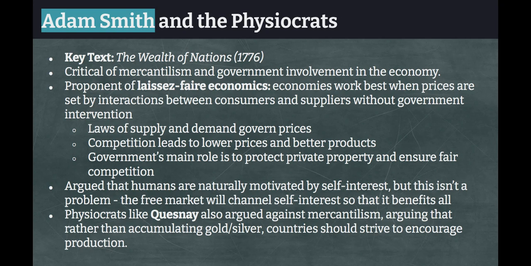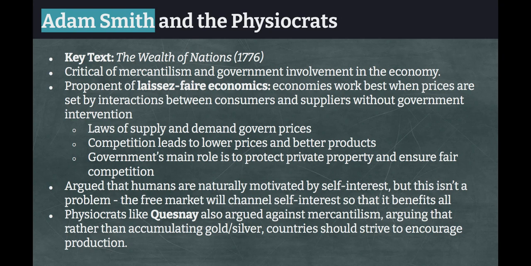And this was the idea that economies work best when prices are set by interaction between consumers and suppliers without government intervention. So we've heard of the laws of supply and demand. That's Adam Smith. So he does not like the government being involved in the economy at all. And you have this idea that basically if the government is involved in the economy, its role should be to protect private property and free exchange. It shouldn't be to control it or put up things like tariffs or anything like that.